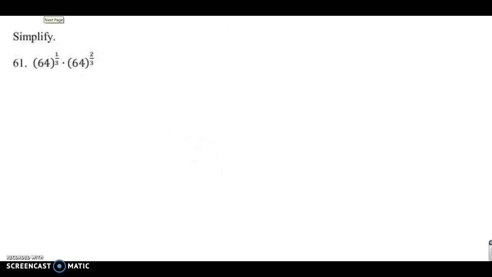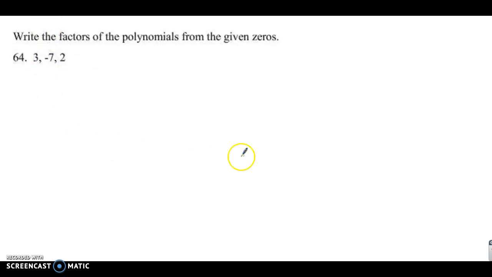Okay, so with number 61, again we're multiplying. Again, we've got rational exponents with our multiplying. Notice my bases are the same. We talked earlier, we know when we're multiplying with exponents, we're simply adding our exponents. So we keep that same base, and I'm going to be doing 1/3 plus 2/3, which gives me 3/3, and 3 over 3 is simply 1. So the simplified version of that is just 64. And you have several examples for you to practice doing that as well.